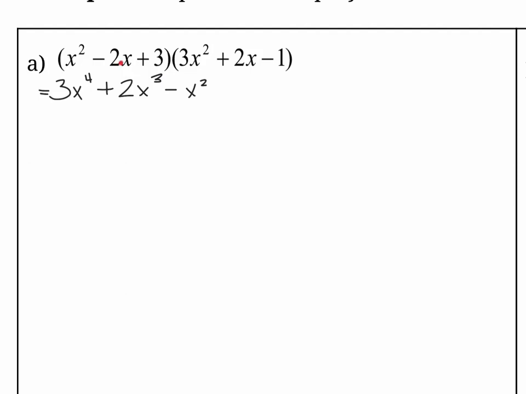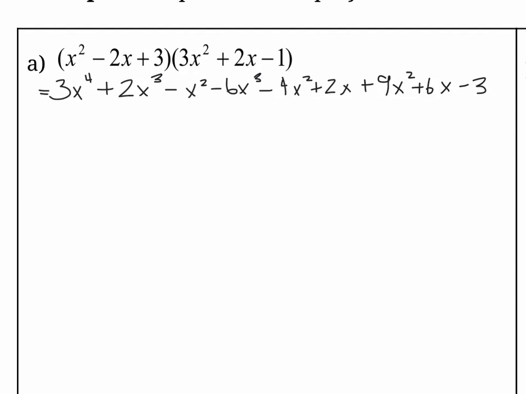And now we're going to multiply this guy by everything in this bracket. So we have negative 2x times 3x squared is going to be negative 6x to the power of 3. Negative 2x times positive 2x is negative 4x squared. Negative 2x times negative 1 is positive 2x. And last, we're going to multiply this 3 by everything in the bracket. We have 3 times 3x squared is going to be plus 9x squared. 3 times 2x is going to be plus 6x. And then 3 times negative 1 is going to be minus 3.